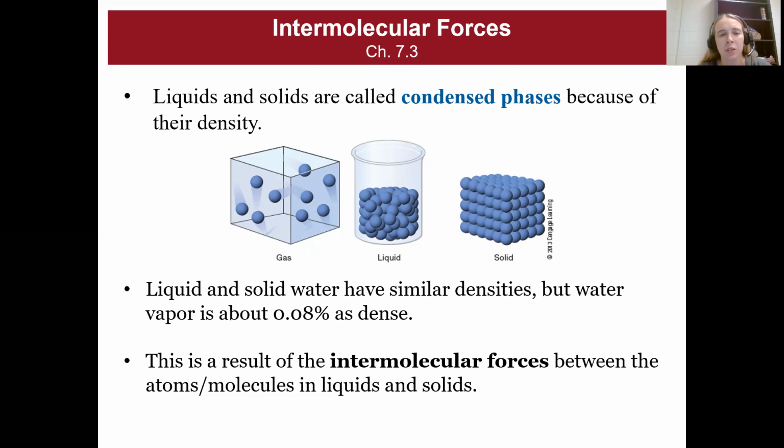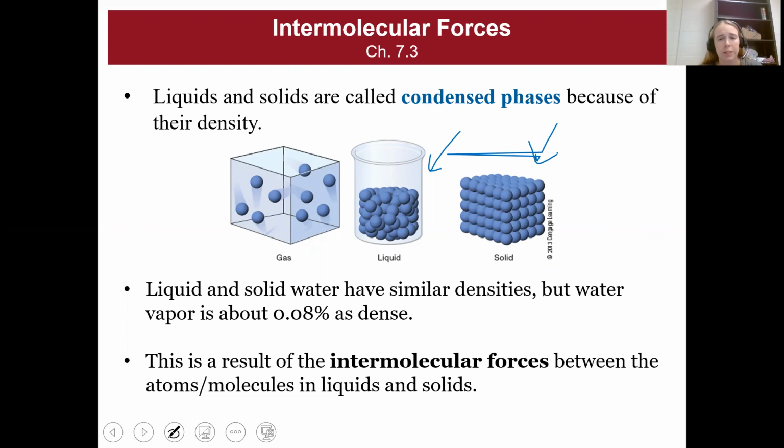Liquids and solids are called condensed phases because of their density. They are condensed into a smaller area or a smaller volume than the gas phase. You see here the liquid and the solid are both more condensed. They're squished into a smaller volume than the gas over here. That's because they have higher densities.